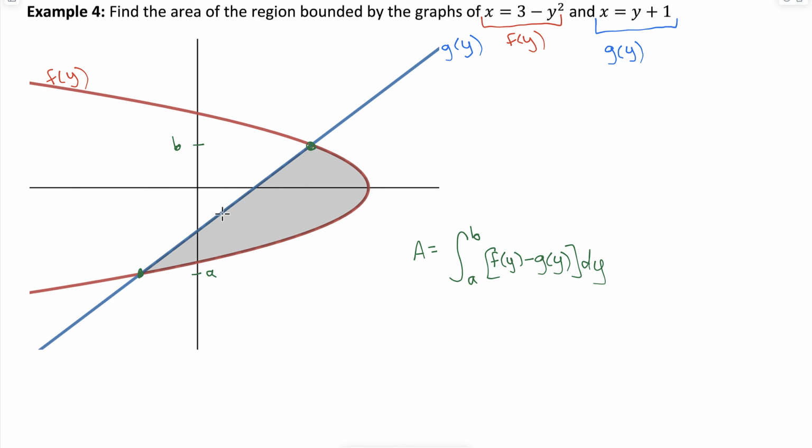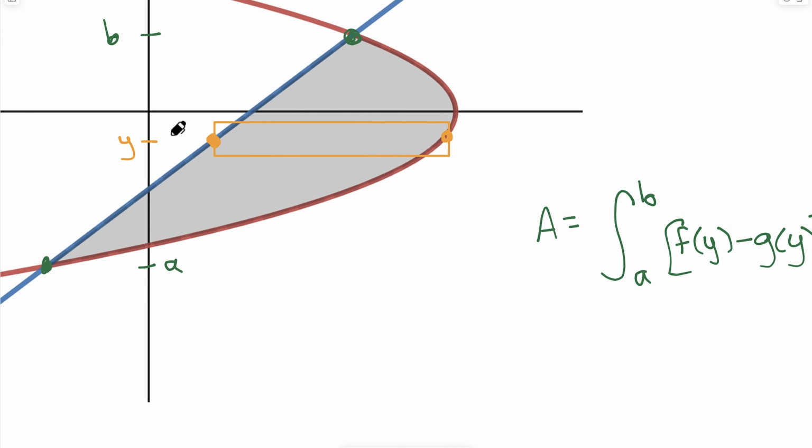Now, why is this definite integral going to work? Let me draw a representative rectangle inside my shaded area here at some y value. I'll just pick this y value right here. And I will use the value of g at y and f at y to guide my drawing of that rectangle. And let me actually label these 2 points I use. The red function, remember, is f at y. So this point is the point f at y, y. Remember, the function calculates the x value based on the y value. And this point over here is the point g at y, y.